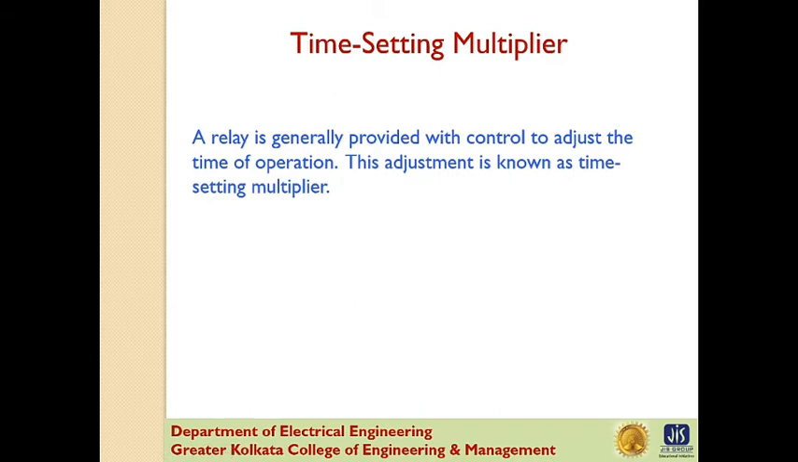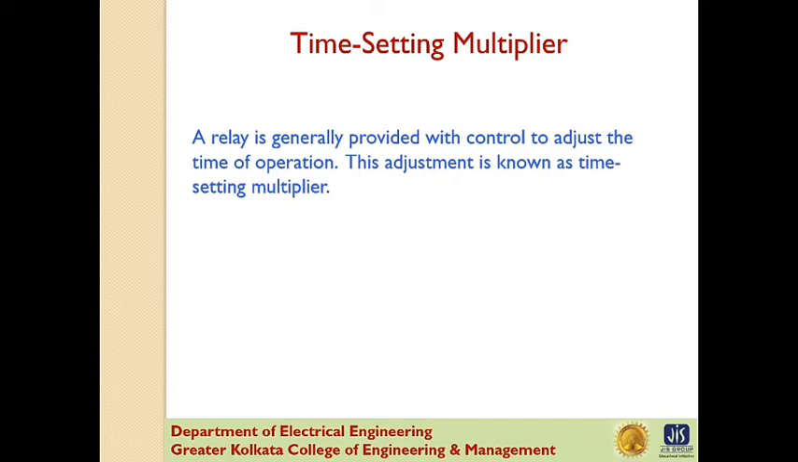Next is the time setting multiplier. A relay is generally provided with a control to adjust the time of operation. This adjustment is known as the time setting multiplier. The time setting dial is calibrated from 0 to 1 in steps of 0.05 second. For instance, in an induction relay, the time of operation is controlled by adjusting the amount of travel of the disc from its reset position to its pickup position.